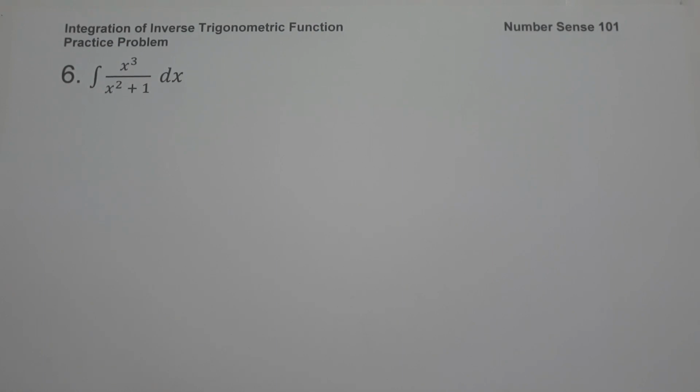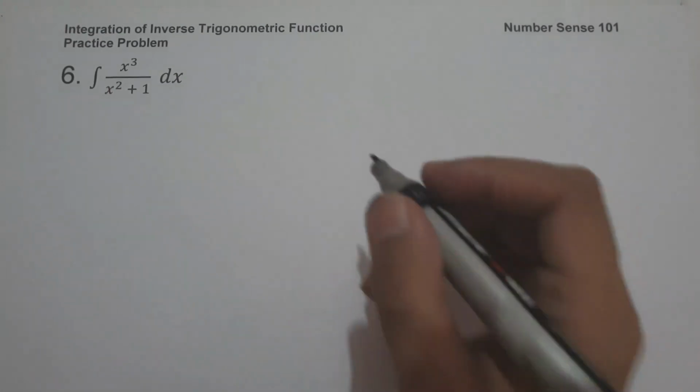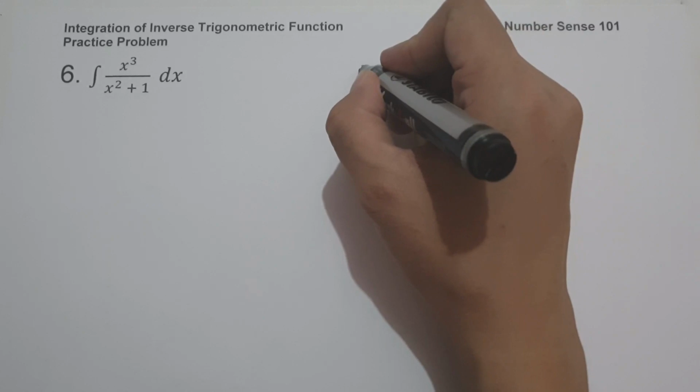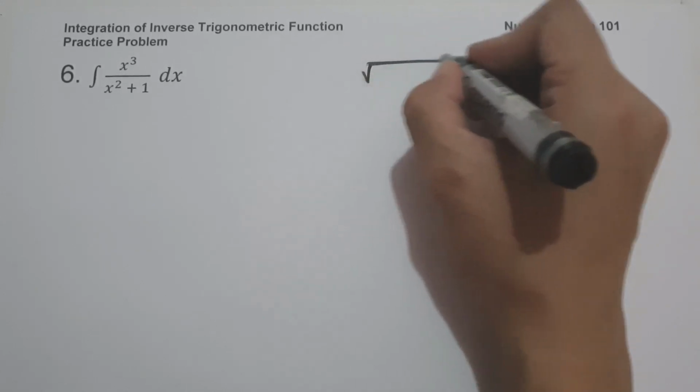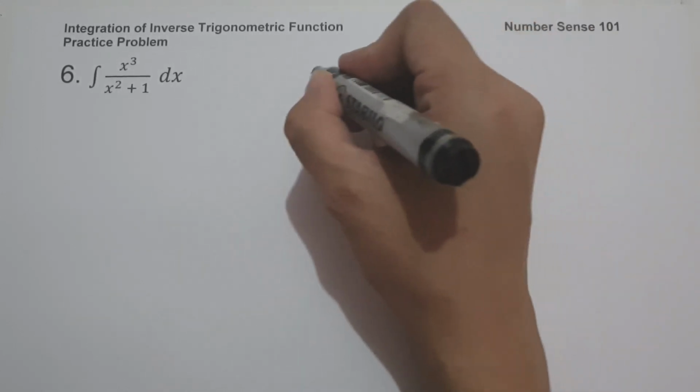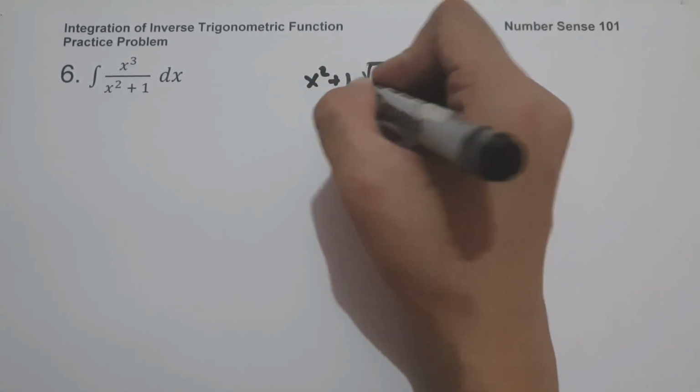And if we are going to set u as x squared, the value of du will be x. And we cannot eliminate x cubed in the numerator. So to simplify this one, let us try something different. So let us use a long division. Let us have x cubed divided by x squared plus 1.